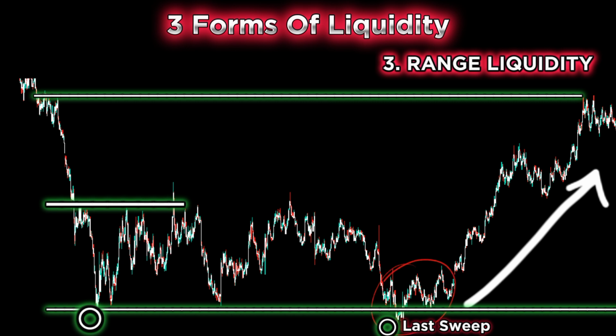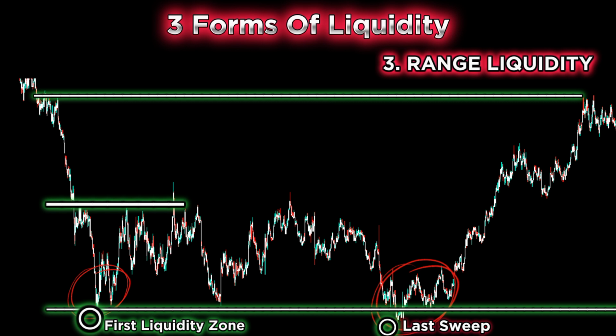The first thing you want to observe in a ranging market is to know where the range market movement started from. You identify the first liquidity zone, which in this case is this one. Then you allow the market to do its thing. Under no circumstances should you take a trade unless the market sweeps that first liquidity zone. That first liquidity zone is your key point in the market. We wait for this because it is the final liquidity zone the market will take out before moving in strong volatility.